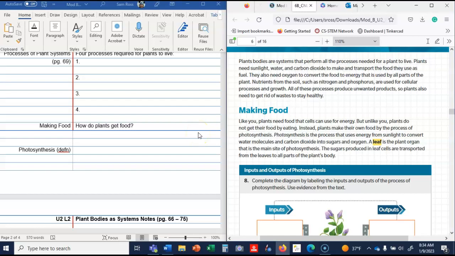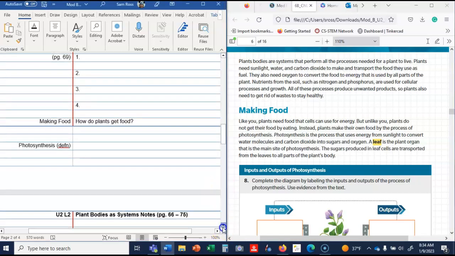And then we're in making food. How do plants get food? They get their food by photosynthesis. The definition of photosynthesis is the process that uses energy from sunlight to convert water molecules and carbon dioxide into sugars and oxygen. Okay, let's keep going.